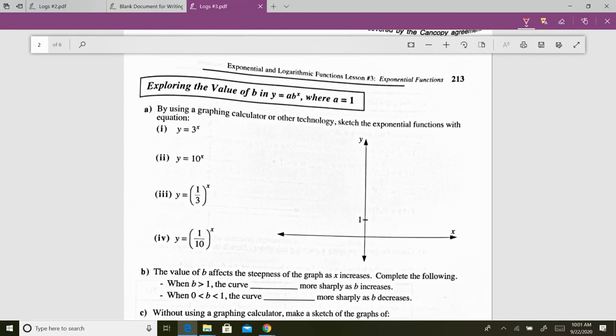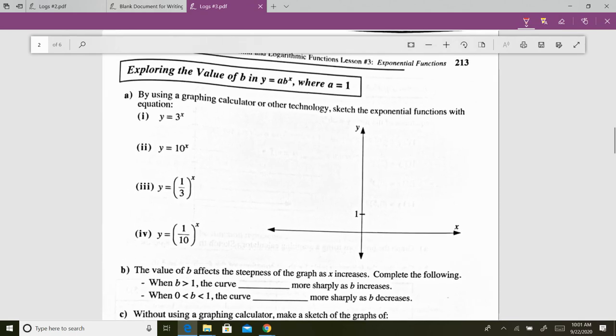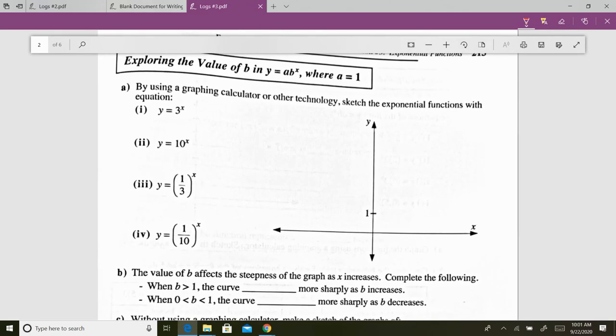I think we can do this without actually graphing points. We can kind of do it intuitively. So 3 to the power of x, 10 to the power of x, 1/3 to the power of x, 1/10 to the power of x. Of these 4 functions, which ones are growth, which ones are decay? So just tell me. Fill it out. Which ones are growth? The first 2, these are growth. How do you know?